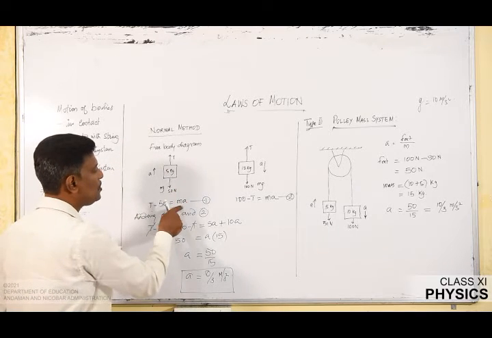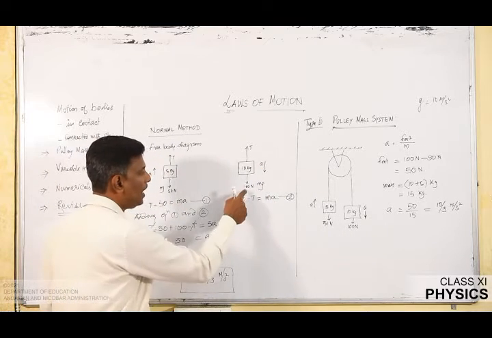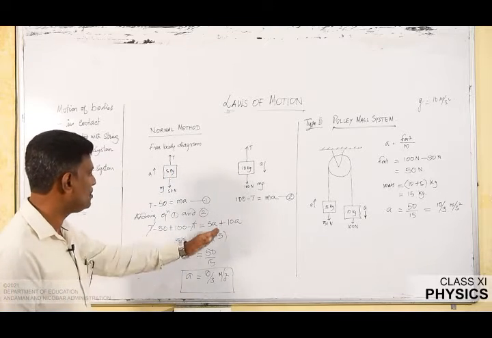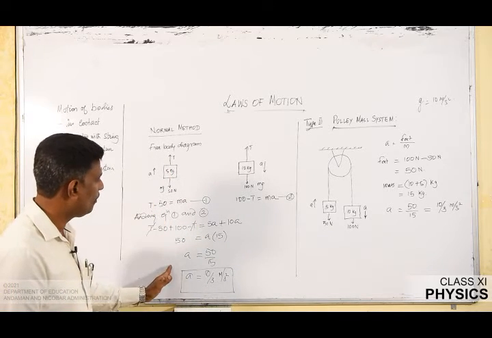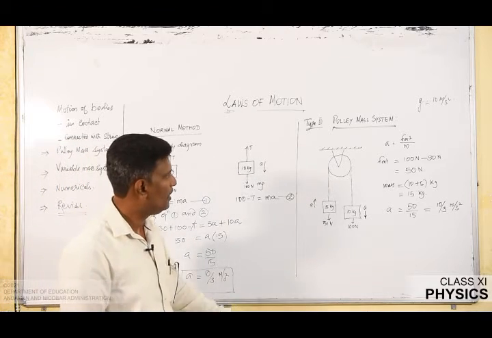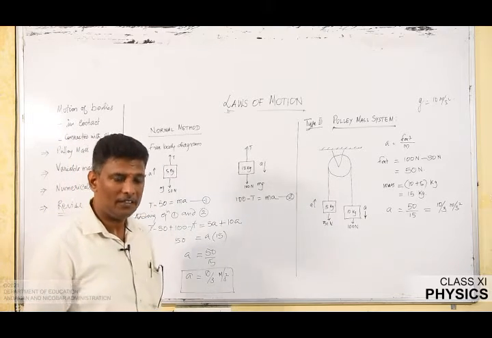So T minus 50 is equal to ma. See, in this case the acceleration is downward. So 100 minus T is equal to ma. Simply adding these two equations 1 and 2, on solving for a, we will be getting 10 by 3 meter per second square. So we have seen the shortcut as well as the normal method also. We have got the same result.